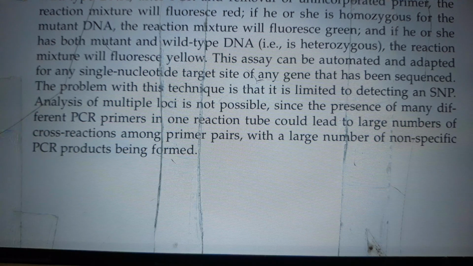This assay can be automated and adapted for any single nucleotide target site of any gene that has been sequenced. The problem with this technique is that it is limited to detecting an SNP. Analysis of multiple loci is not possible, since the presence of many different PCR primers in one reaction tube could lead to large numbers of cross-reactions among primer pairs, with a large number of non-specific PCR products being formed.